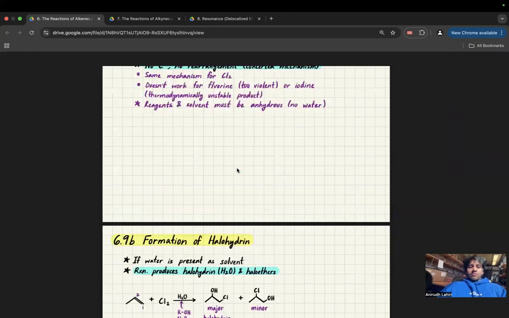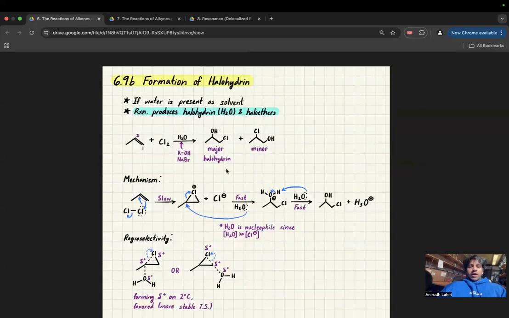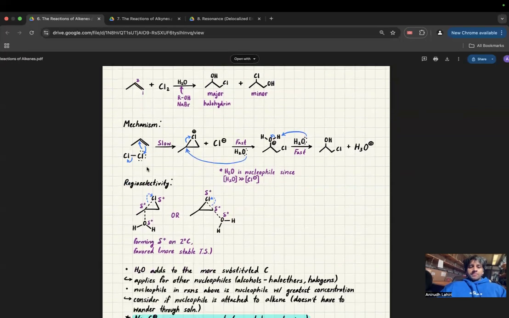Okay. Formation of a halohydrin. Halohydrin means that we have a halogen. Hydro means hydrate. Hydrate means water. So we're adding an OH and a Cl. Okay. And the reason why we say halohydration is because we start by adding an OH2, H2O, and then we remove a hydrogen. Okay. So what's going on here?